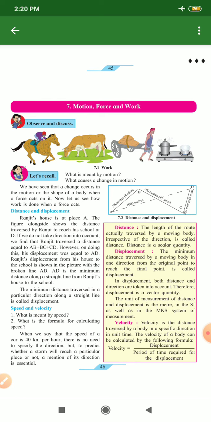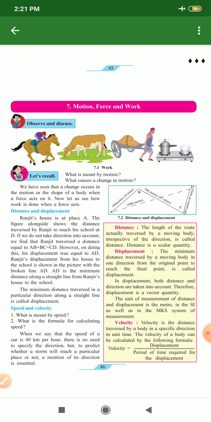Now, what causes a change in motion? So, we all know that when force acts on a body, it causes a change in motion which can stop an object or slow down an object or change its direction. Now, we have seen that change occurs in motion or the shape of a body when a force acts on it. Now let us see how work is done when a force acts.